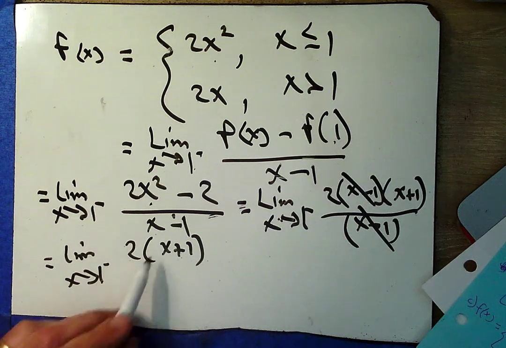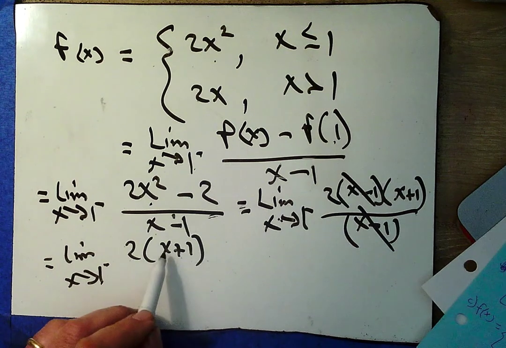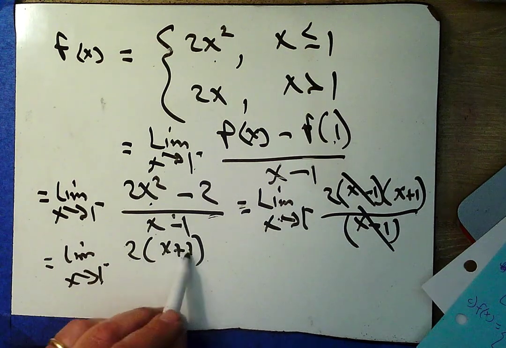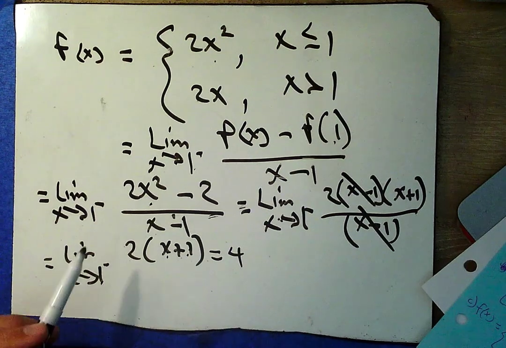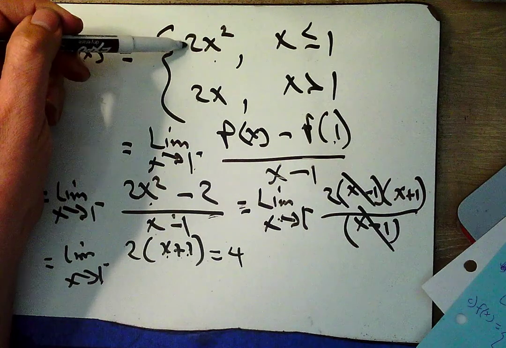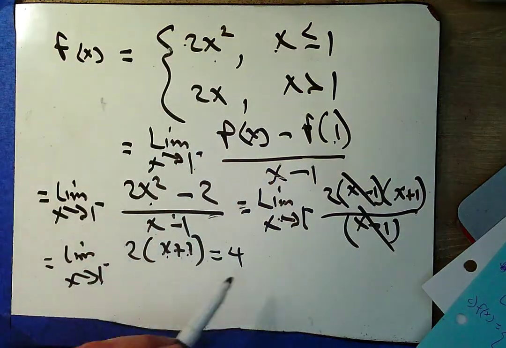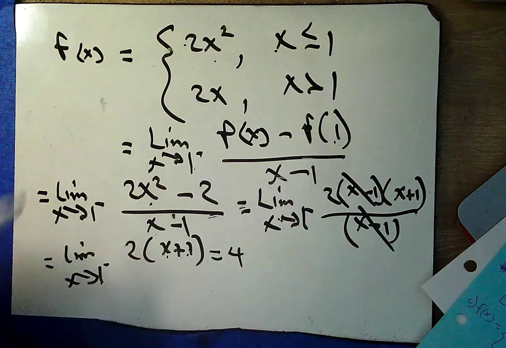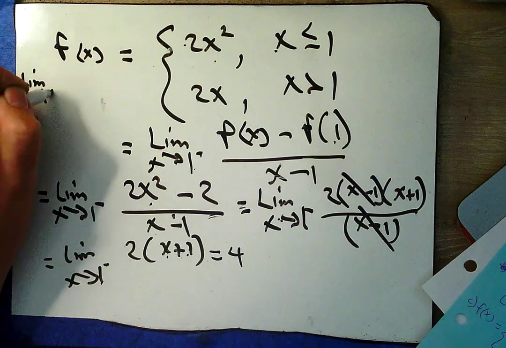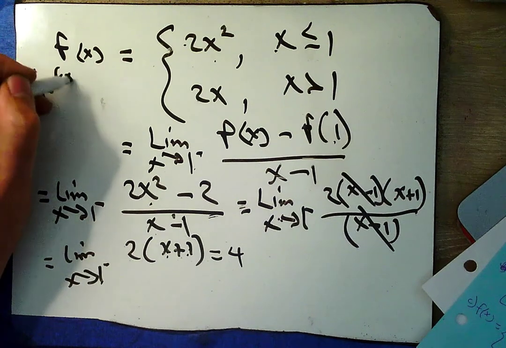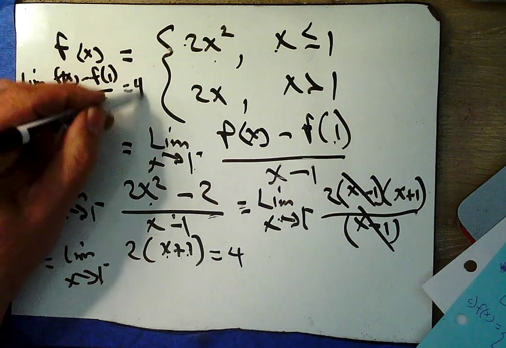I can plug this 1 in. By the way, it's not negative 1 I'm plugging in. It's 1 from the negative side. So when I plug in 1 here, I get 1 plus 1 is 2 times 2 is 4. So I know the slope on this part of f of x, coming in from the negative side, coming in for x values below, is going to be positive 4. Okay? So the limit as x approaches 1 from the negative of f of x minus f of 1 over x minus 1 is 4.